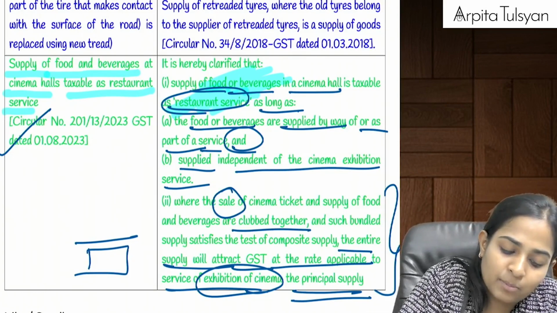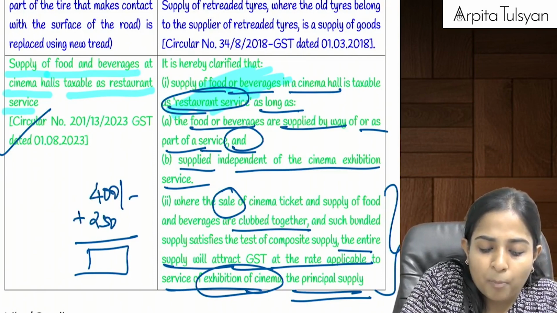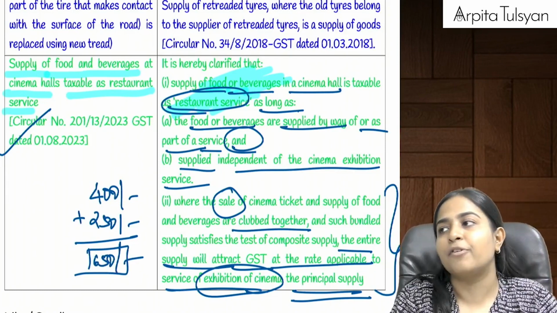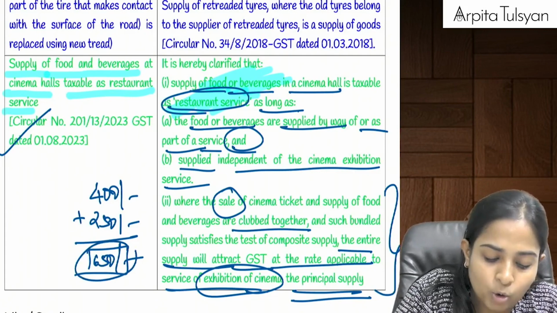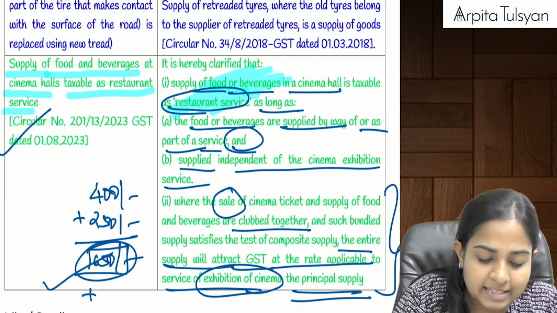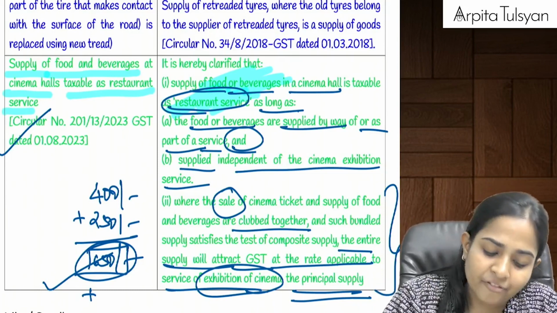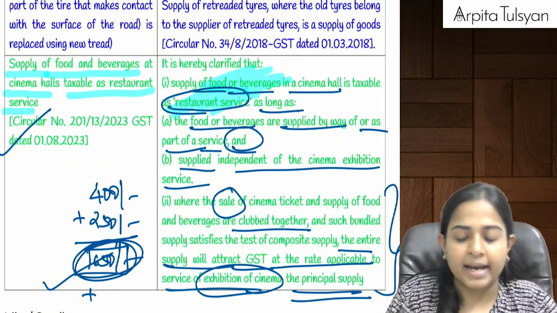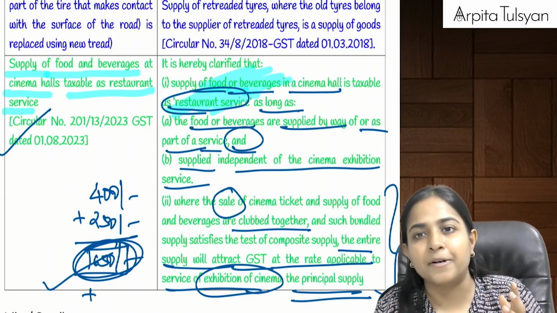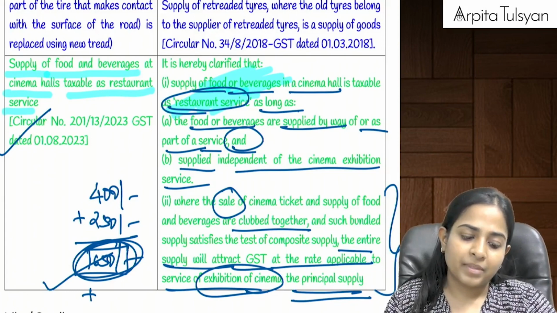When you buy the movie ticket, let's say the movie ticket is 400 rupees, and along with that you choose a popcorn of 250 rupees, for example, and you are totally paying 650. So can we say the cinema hall is collecting a total of 650? In this case, this 650 will be taxable for the cinema hall as if it is doing a combined supply of exhibition of cinema. And suppose cinema is taxable at the rate of 18%, so the entire 650 will be taxable at the rate of 18%. Are you clear with this?